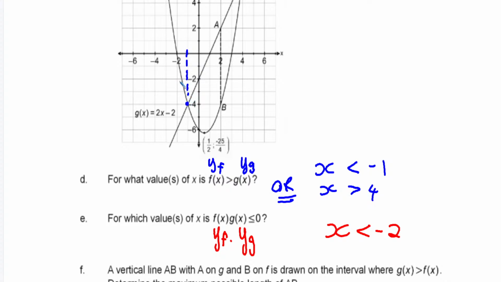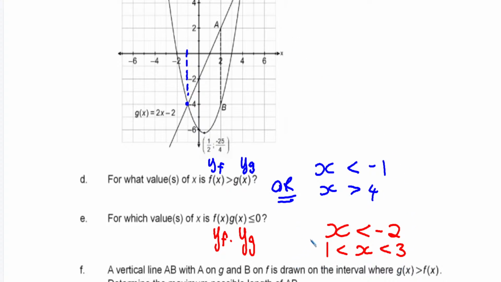After that, they're both below until this point over here, which is 1. From 1 to 3, they're on opposite sides, right? The parabola is below and the straight line is above. After 3, they're both above and they both remain above.